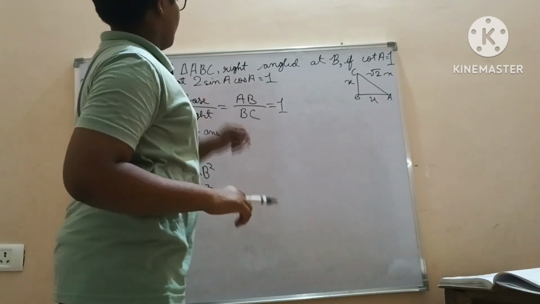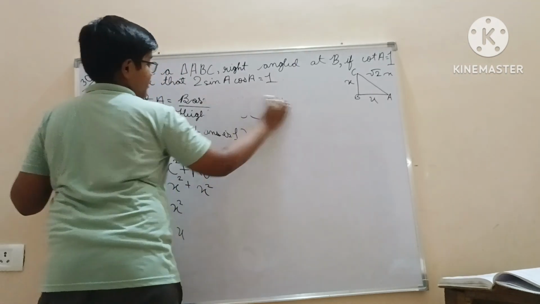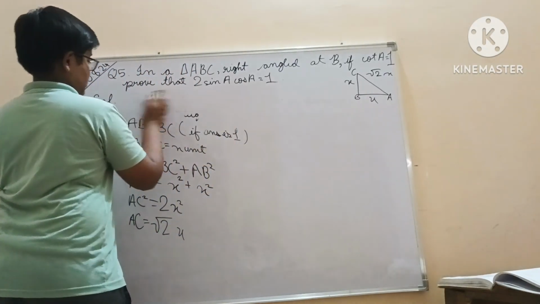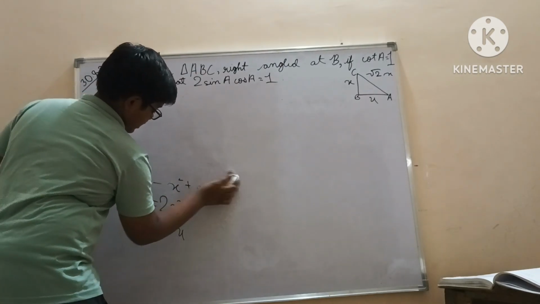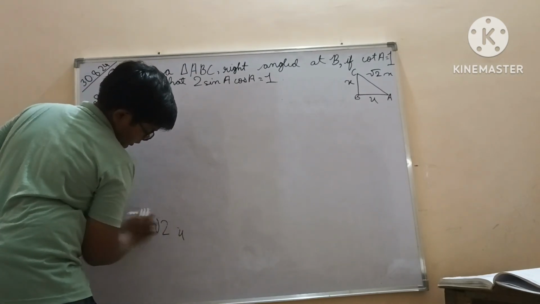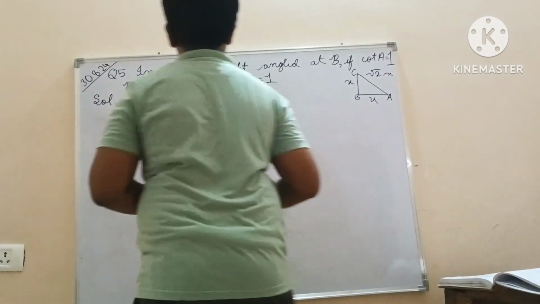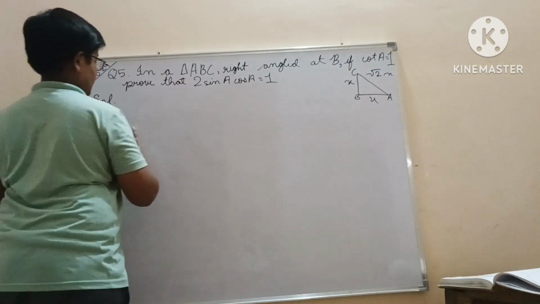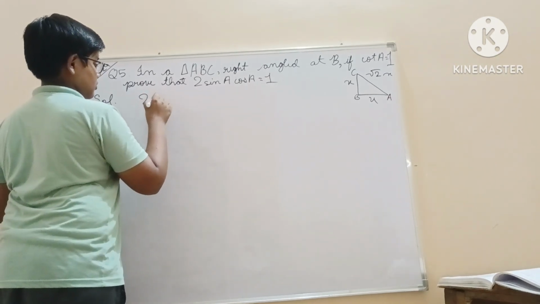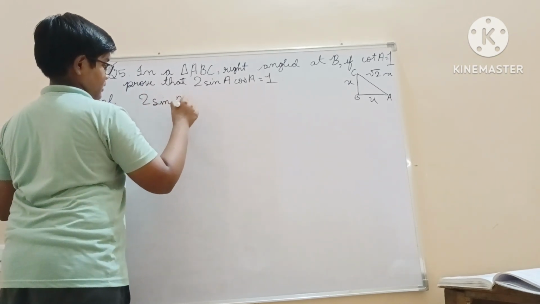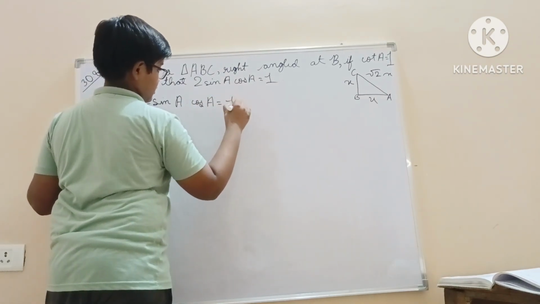Now we can find the value of 2 sin A multiplied by cos A, which is equal to 1. We can prove that. By Pythagoras theorem, we have found our value of the last line that will help us to prove this equation. Now we will find 2 sin A multiplied by cos A is equal to 1.